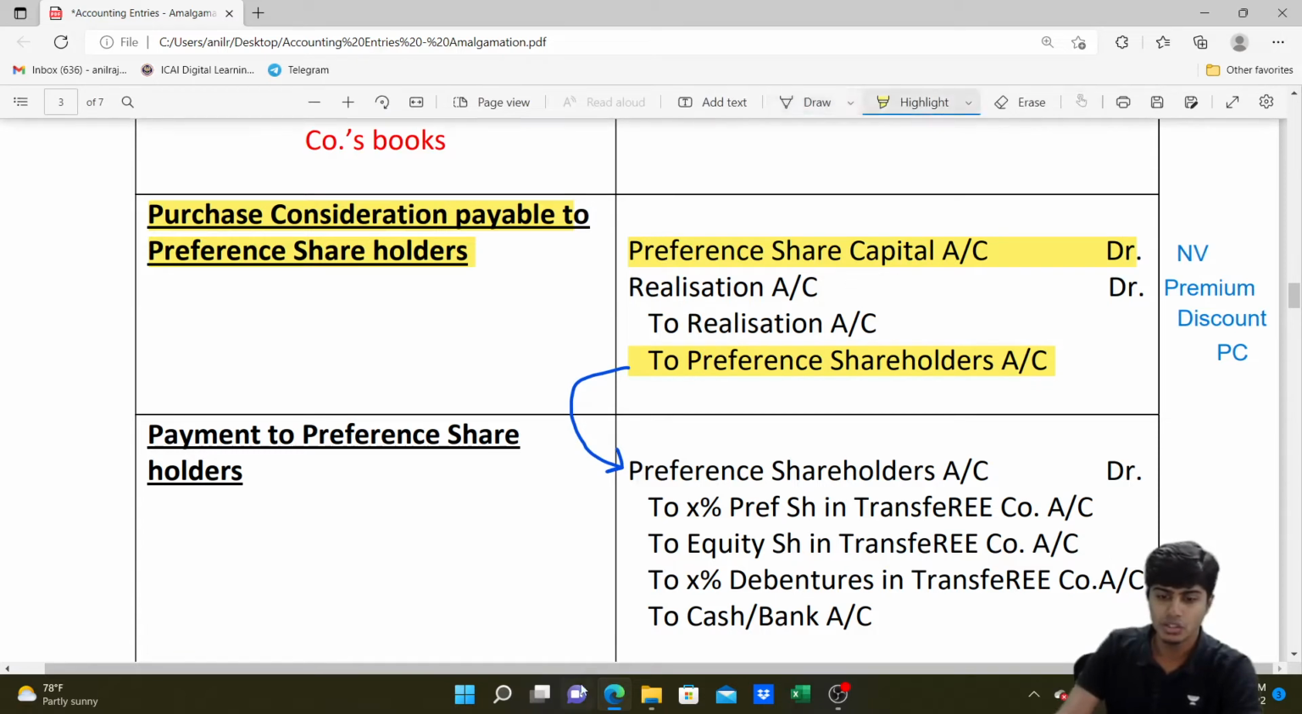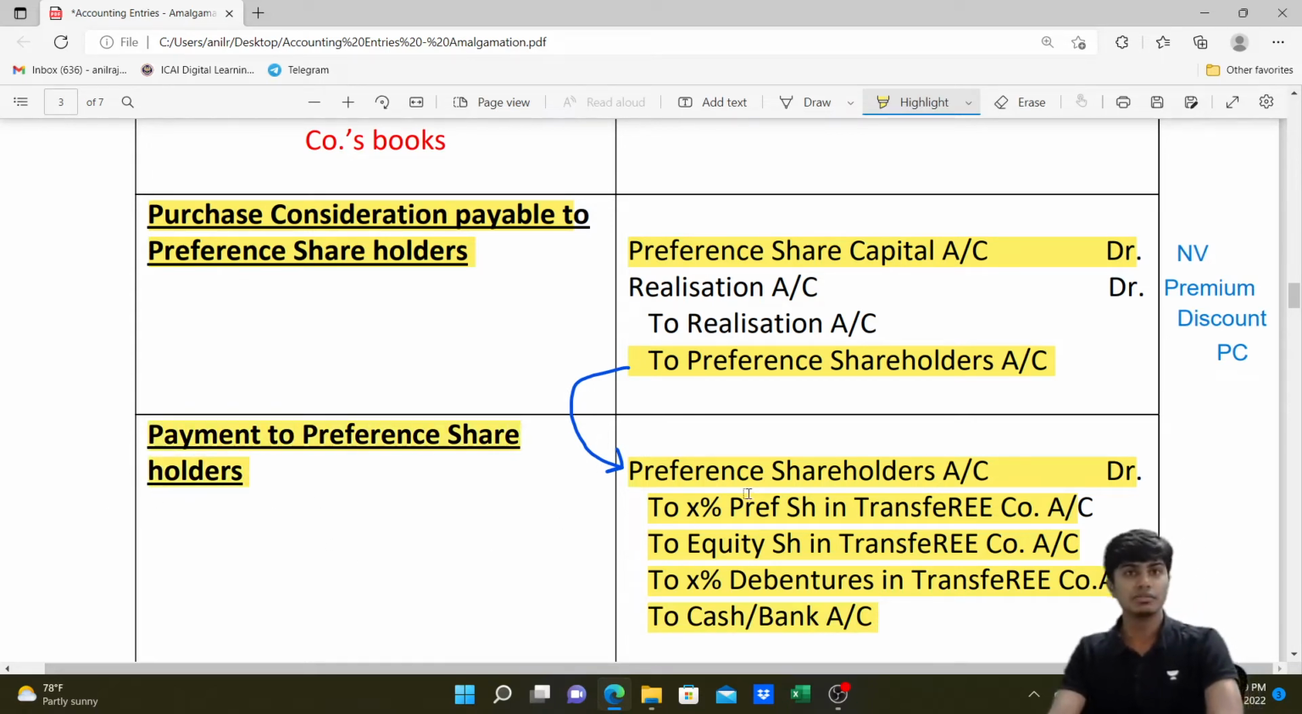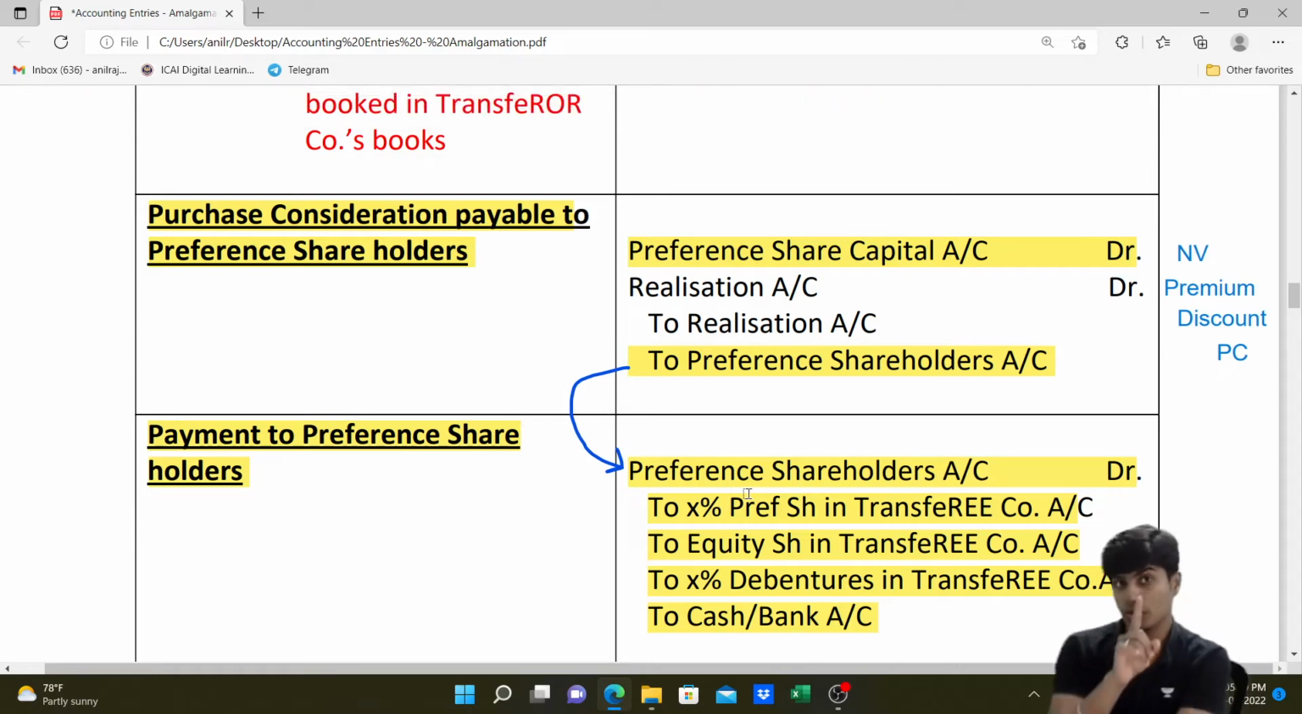Get that? So I'll debit my preference shareholder account, and whatever we give them will be credited: X% preference shares in transferee company, equity shares in transferee company, debentures in transferee company, cash or bank, everything will be credited. If there is any premium on the shares given, we are not going to account for it. Why? Such premium on issue is for the transferee company, not for the transferor.